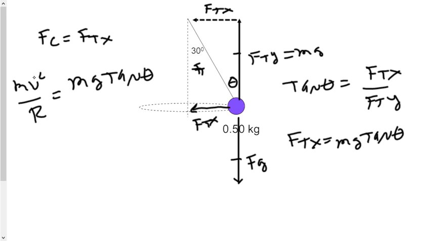And then I can solve for velocity, how fast the ball will be going around in a circle, by rearranging my equation. It looks like the m's will cross off. So v squared is going to equal g r tangent of theta. And then r you might need to find using some trigonometry if you know the length of the string, using sine, or it might be given in the question, but that's how that system works.